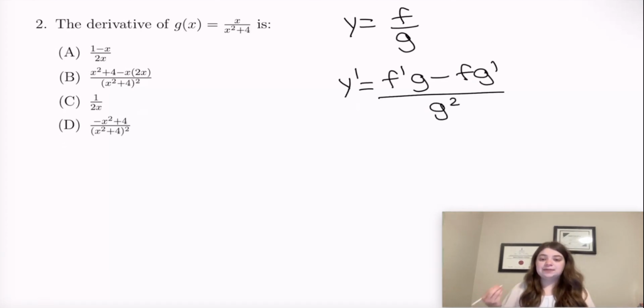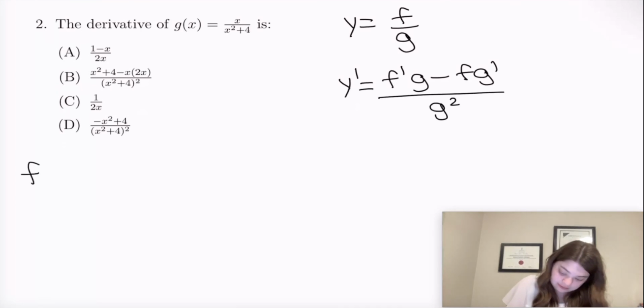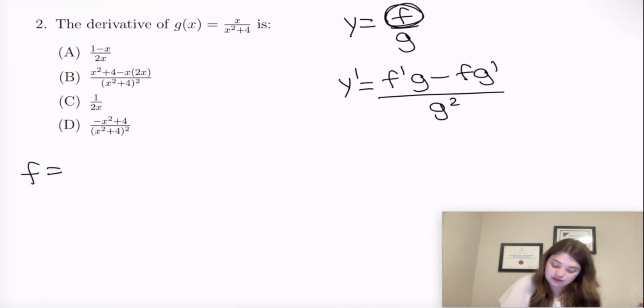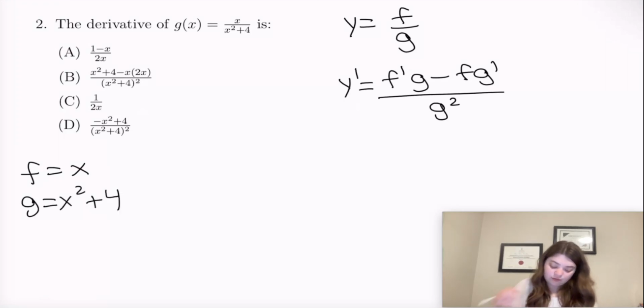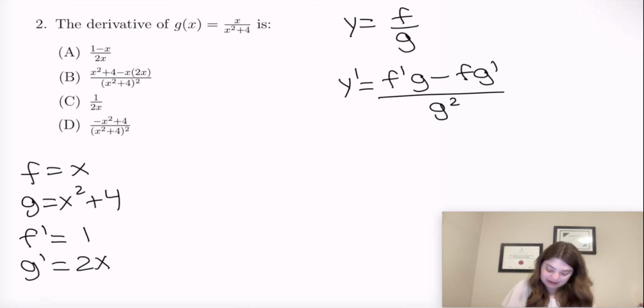Okay, so in this case, I'm going to define f. Notice that's our numerator, so that's going to be x in this case. And then g, as we're defining it here, is going to be the denominator of the overall function. And then what are the derivatives? So derivative of f is 1, derivative of g is 2x, right? Just using our power rule there. And then we're going to plug in those values.